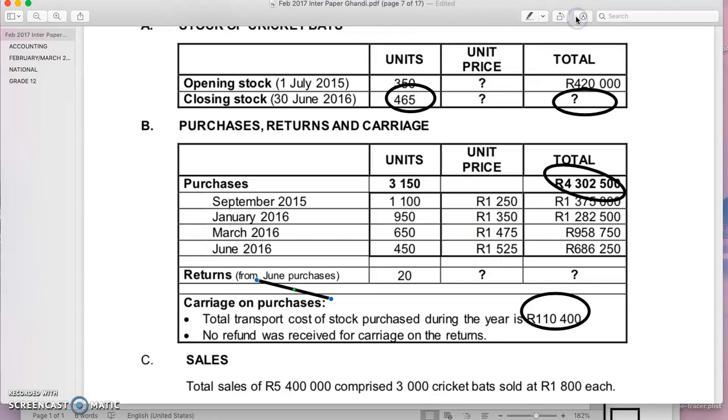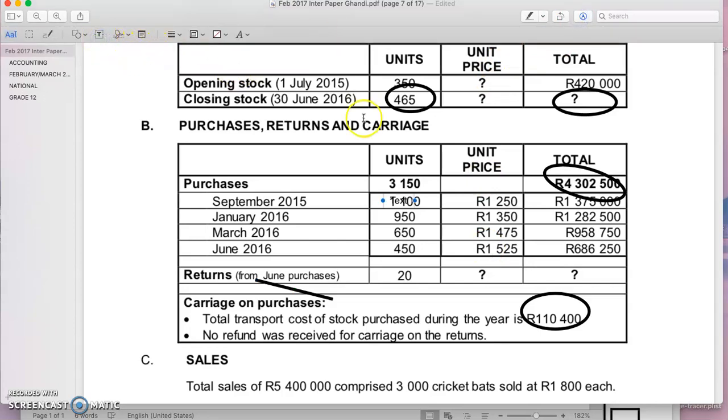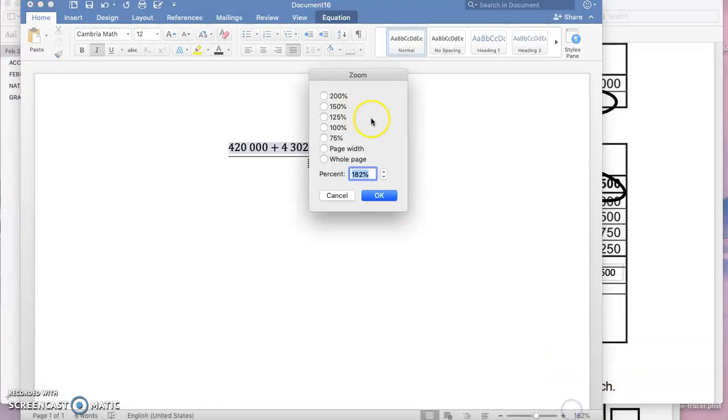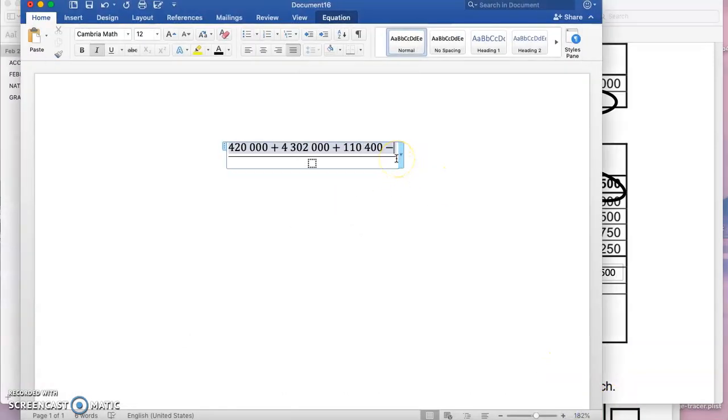So let's see. The June unit price was 1,525, and that's the price we're going to be using here. Now that we know our unit price and the number of units, which is 20, it's pretty straightforward to calculate our total. We just multiply the two, and if you do that, you get 30,500. So we're now going to subtract the 30,500 right here.